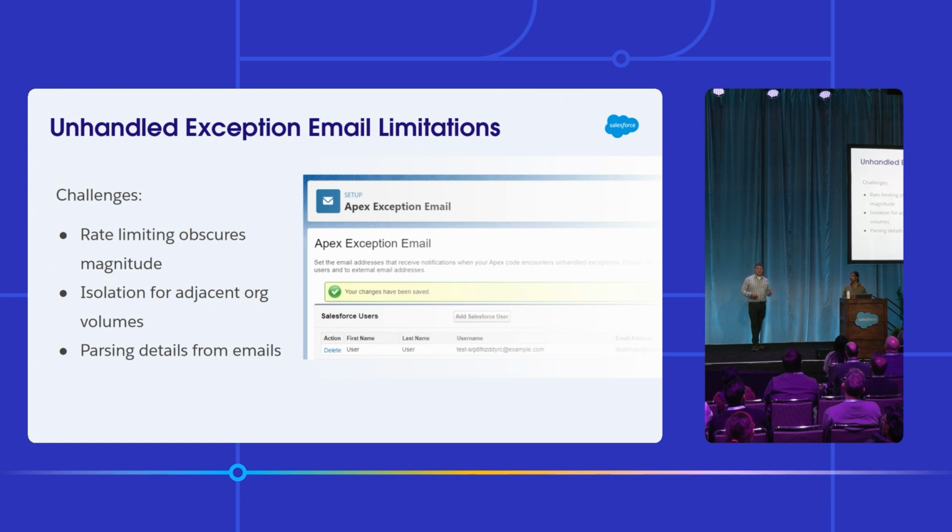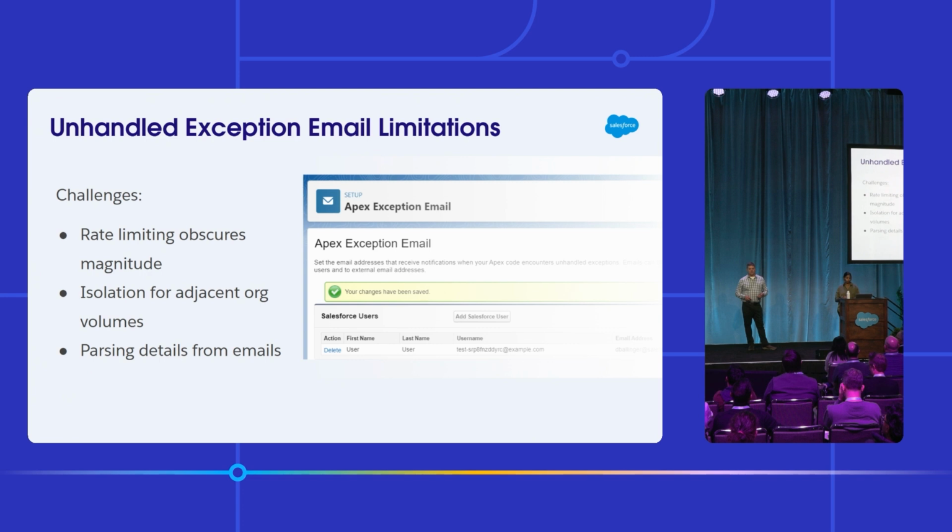The other challenge there is that particular limit is not actually org specific. It's across the entire pod. So if you have a noisy neighbor who's having a bad day and throwing a lot of exceptions, you may not even actually see your exceptions at all. And then once you do get those exception emails, if you're getting them in any sort of volume, having that detail in an email is not actually the easiest thing to work with. You have to start parsing the emails out.